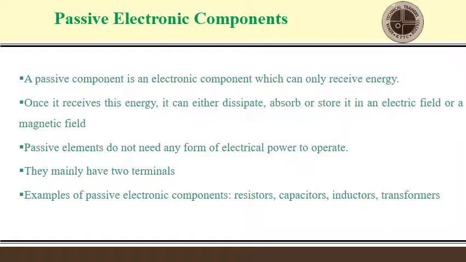Passive electronic components are components that only receive energy. Once they receive this energy, they can either dissipate it, absorb it, or store it in an electric field or a magnetic field. Passive electronic elements do not need electrical power to be able to operate. They mainly have two terminals, and examples of passive electronic components are resistors, capacitors, inductors, and transformers.